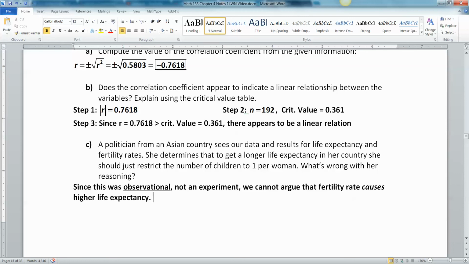And the reason for that is because of lurking variables, such as, what are things that might affect life expectancy and fertility rate? How about healthcare?